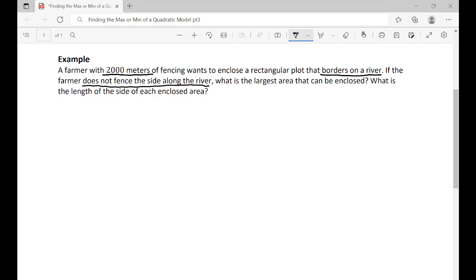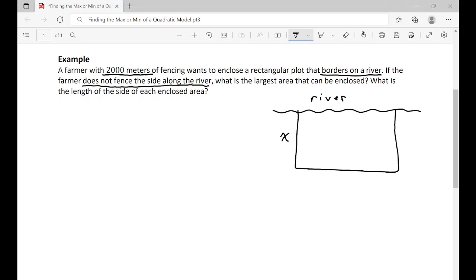So with questions like this, it's usually easier just to draw a picture. So we got some rectangular plot and it's not fenced along a river, so we have a very nice river here. And so we have some fenced in area, and we know we have 2,000 meters of it. So I look at this and I think, well, these two sides, assuming it's perfectly rectangular, are going to be the same length, and this is some length we don't know. So I can say that this here is some x length, which means by default that this is also some x length. Makes sense to me.